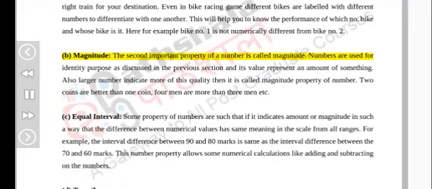B. Magnitude. The second important property of a number is called magnitude. Numbers are used for identity purposes as discussed in the previous section, and their value represents an amount of something. Also, if a larger number indicates more of a quality, then it is called the magnitude property of a number. 2 coins are better than 1 coin, 4 men are more than 3 men, etc.